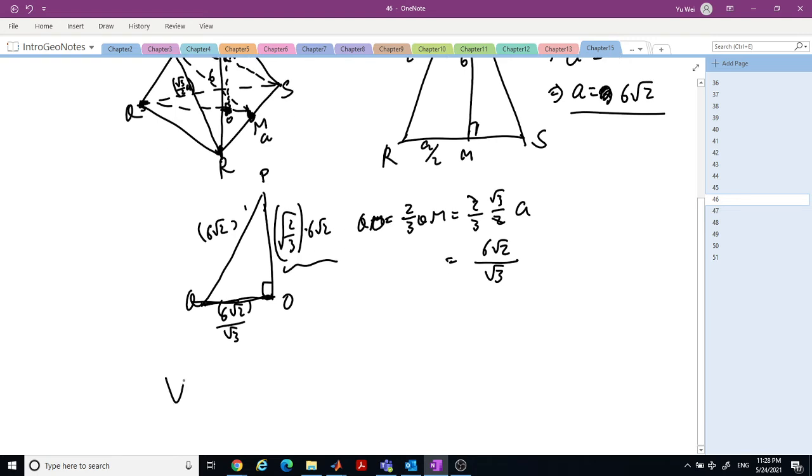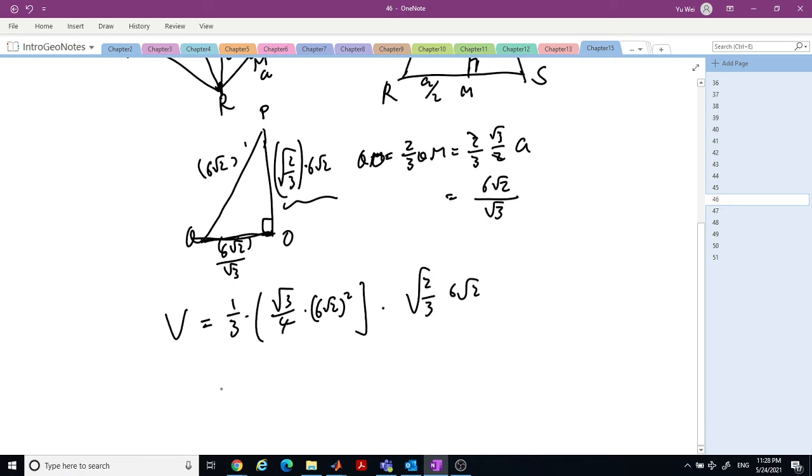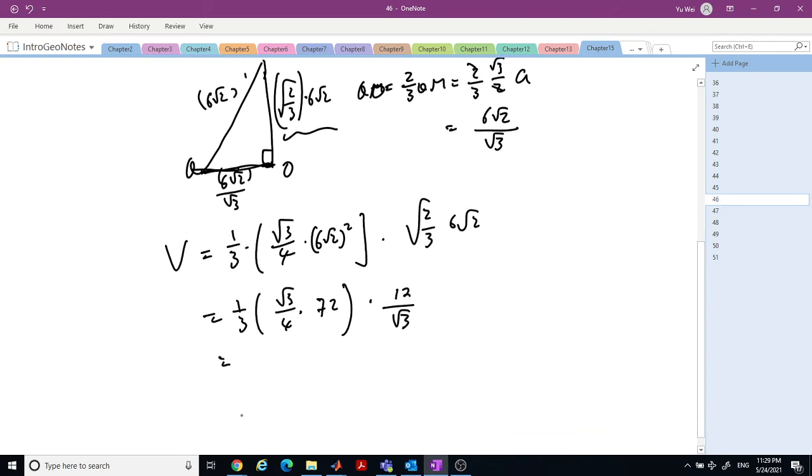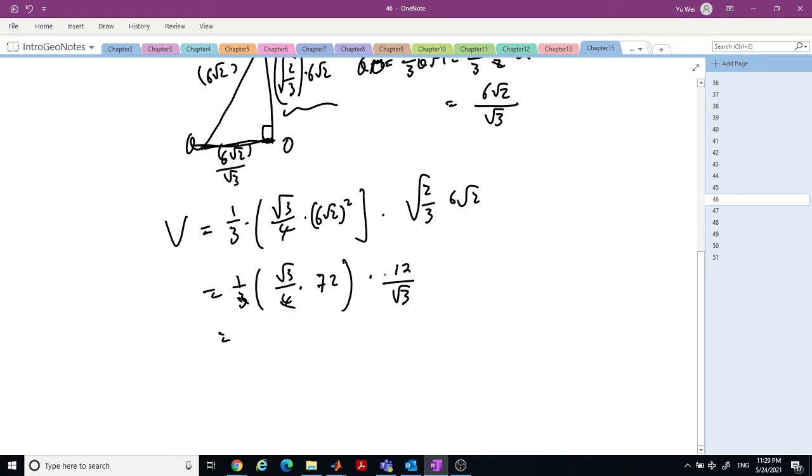Then you can solve the volume, which is equal to 1/3 of the base, which is root 3 over 4 times a squared, with a being 6 root 2 squared, then times the height. So it's 1/3 of root 3 over 4, and this is 72, times 12 over root 3. Then you can see the answer is 72.